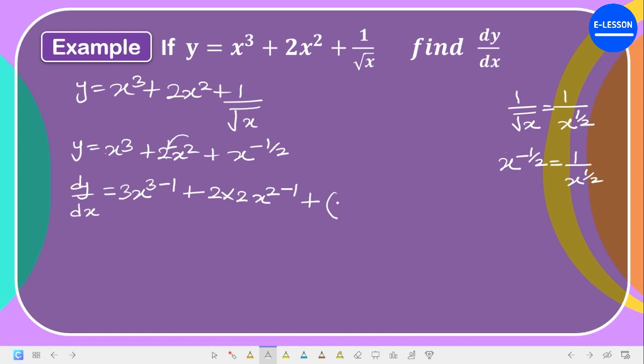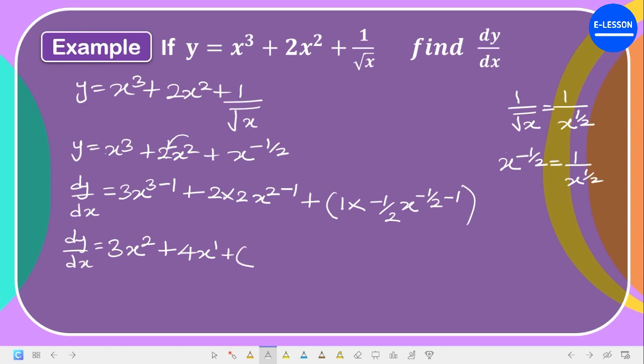Now there's an invisible 1 here, so this gives us 1 times minus half. Then we'll have x, with the power minus half, then minus 1 from it. This will give us dy/dx is equal to 3x. 3 minus 1 is 2, plus this becomes 4x. 2 minus 1 is 1, then plus brackets 1 times minus half is minus half x, to the power minus half minus 1.